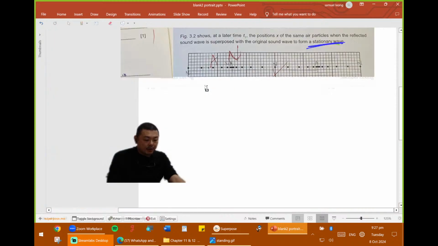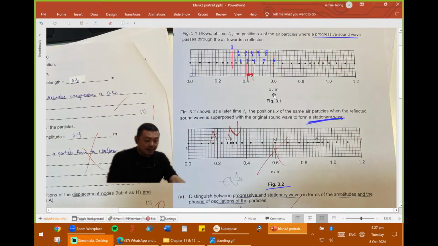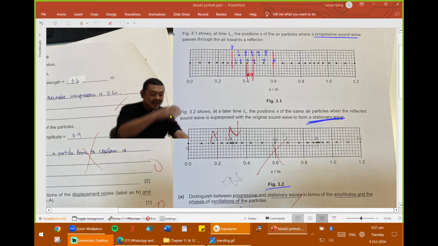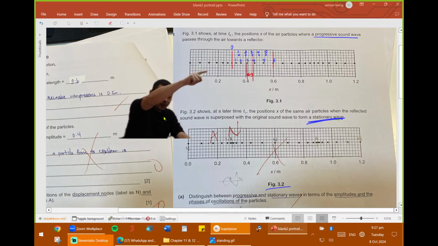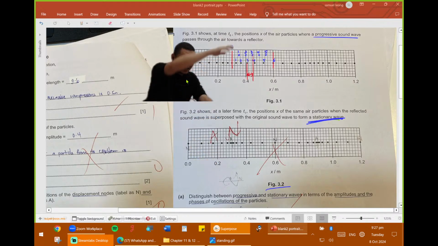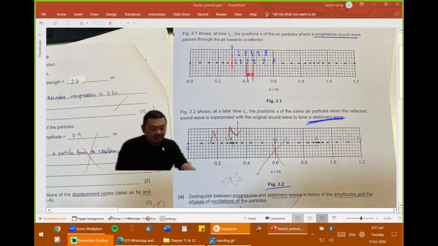No, no, dude. The problem with 3.1 and 3.2 is that they're completely unrelated. 3.1 is a progressive wave and 3.2 is a standing wave. They are really not related at all.